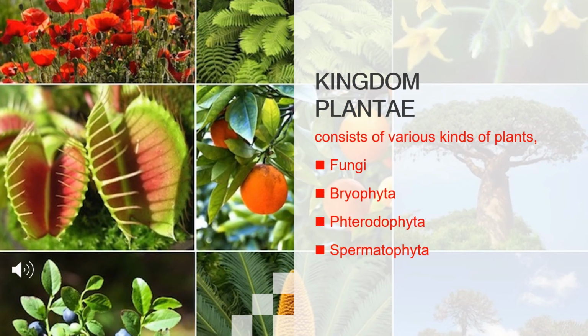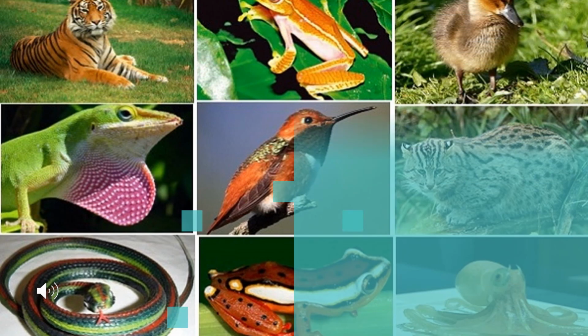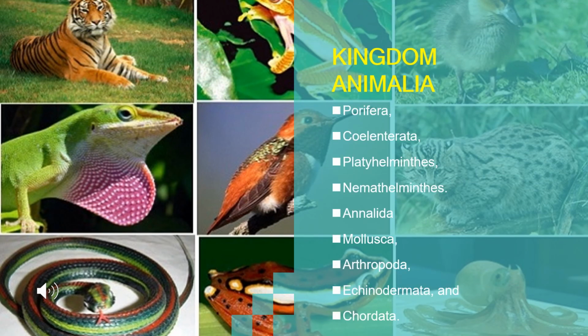The second is kingdom PLANTAE, consisting of various kinds of plants. As you can see, there are 4, and fungi is classified as PLANTAE, and the rest are the same as the previous kingdom classification system. For kingdom Animalia, it is basically the same as the previous kingdom classification system.